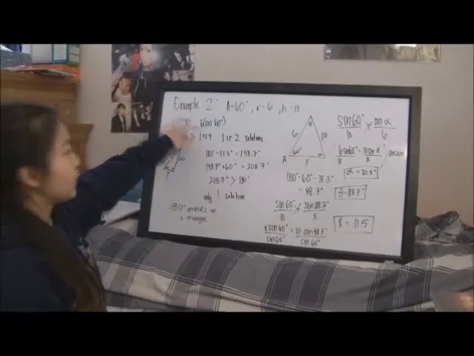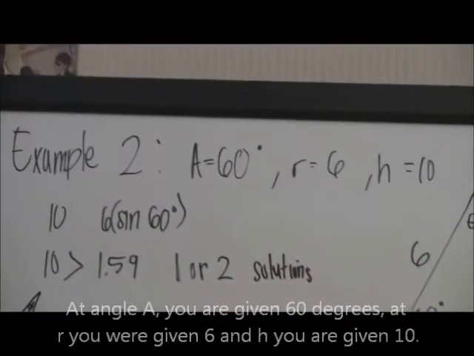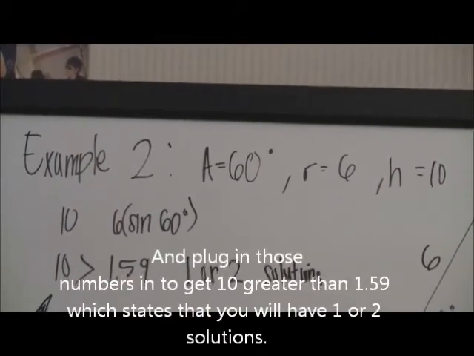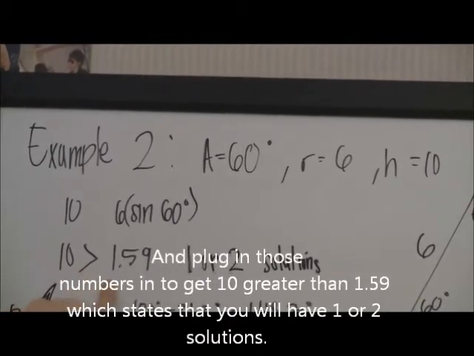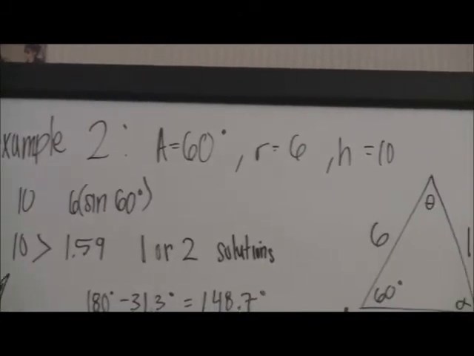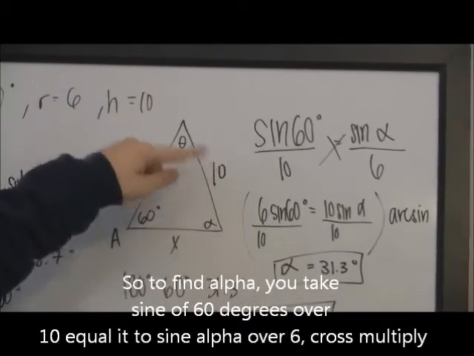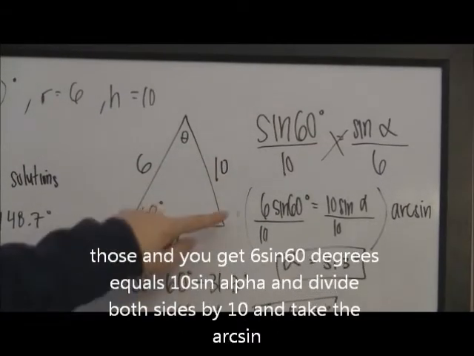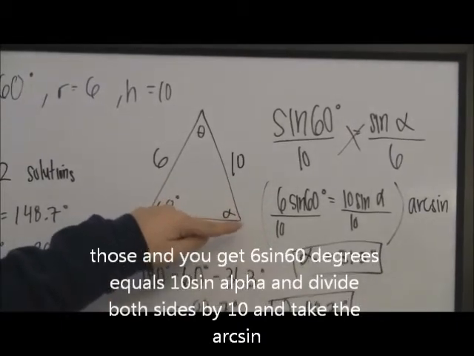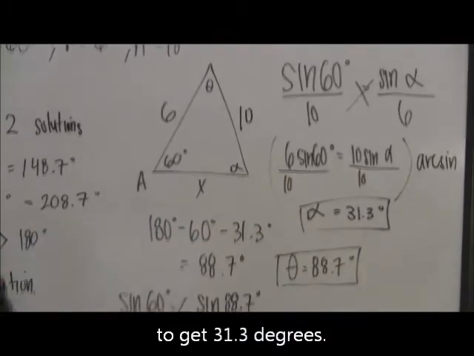Here's example 2. At angle A, you are given 60 degrees, at r you are given 6, and at h you are given 10. Since this is an SSA triangle, you would take the ambiguous case formula and plug those numbers in to get 10 greater than 1.59, which states that you have one or two solutions. To find alpha, you take sin 60 degrees over 10 and set it equal to sin alpha over 6. Cross multiplying, you get 6 sin 60 degrees equals 10 sin alpha. Then you divide both sides by 10 and take the arcsin to get alpha as 31.3 degrees.